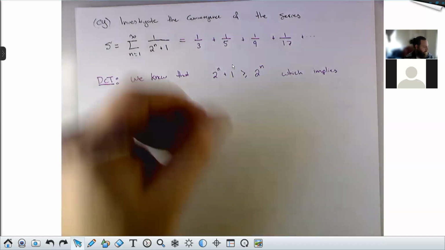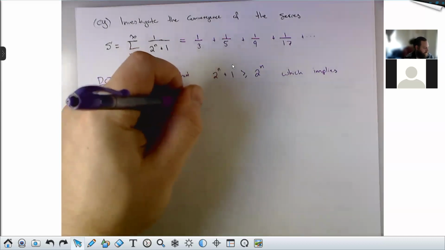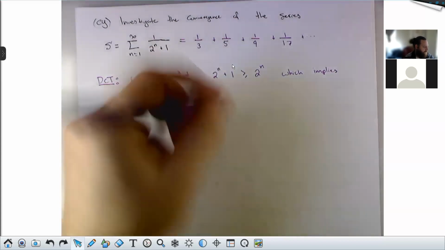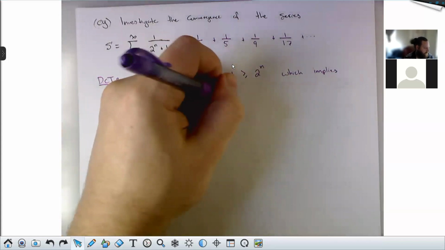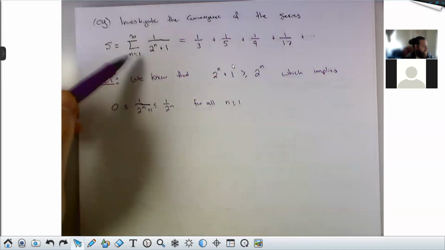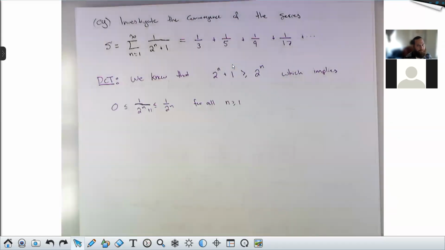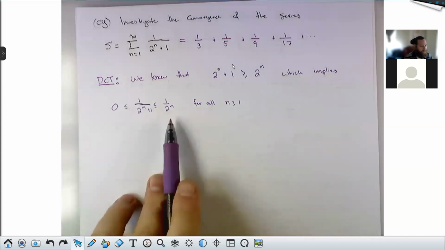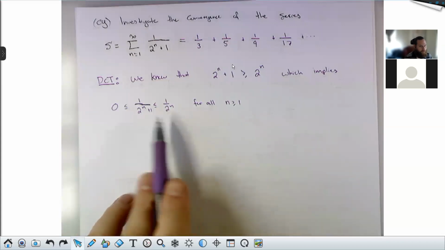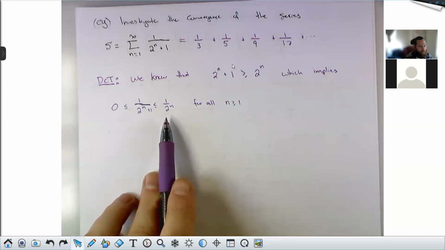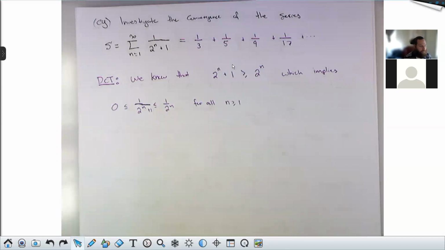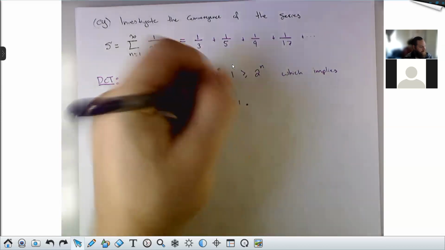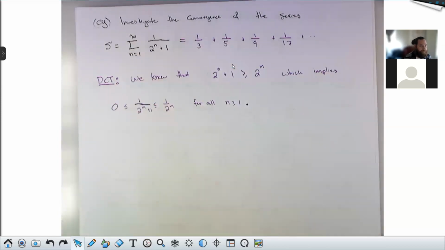And this is true for all n greater than or equal to 0, but I just care about n bigger than or equal to 1. Right? So like 1/3 is smaller than 1/2. 1/5 is smaller than 1/4. 1/9 is smaller than 1/8. There's my inequality.